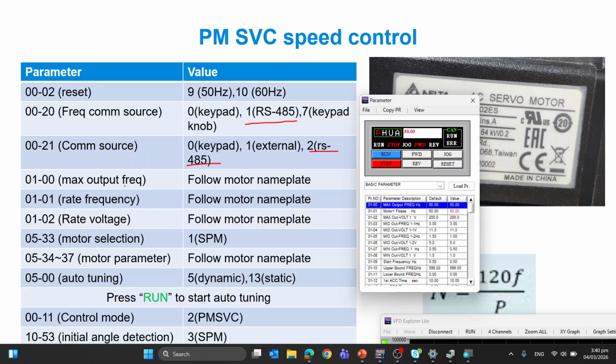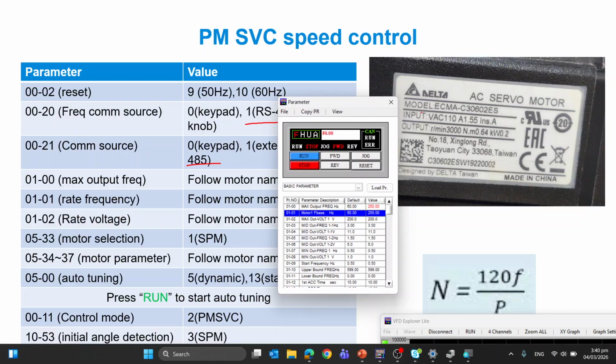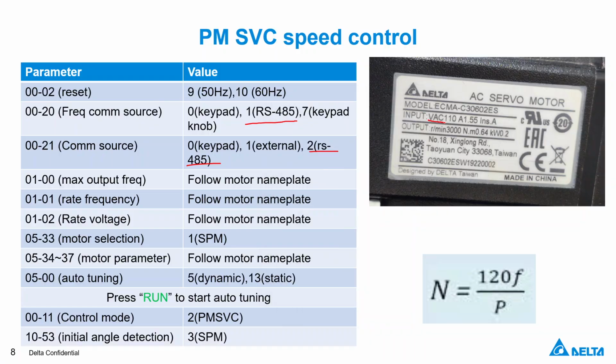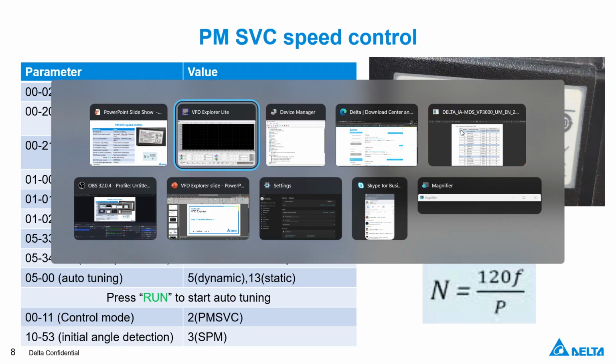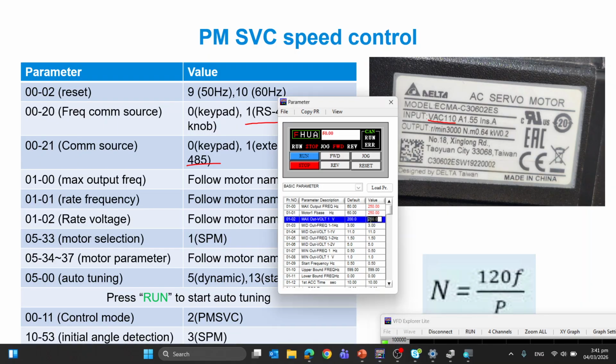Then we select the motor output frequency, rate frequency, and the rate voltage. Normally for induction motor, it will be 50 or 60, but for this motor it's 250. So just follow your motor nameplate. And for voltage, for this motor is 110. So I put 110.